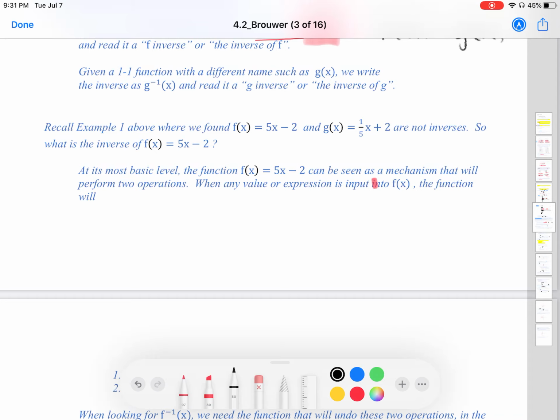Recall example 1 above, where we found that f of x and g of x are not inverses. So what's the inverse of f of x? At its most basic level, the function f of x equals 5x minus 2 can be seen as a mechanism that will perform two operations. When any value or expression is input into f of x, the function will 1.